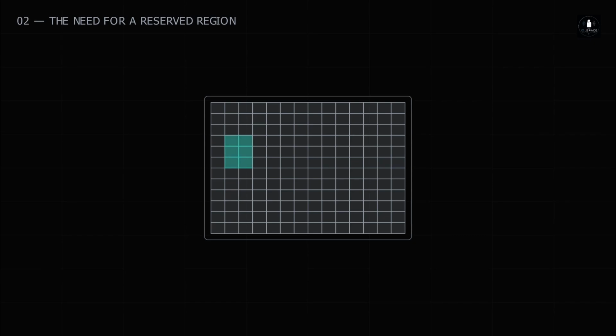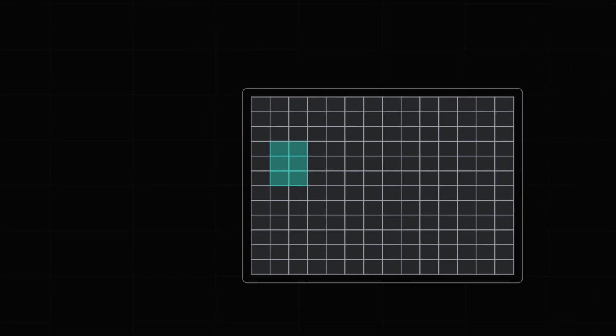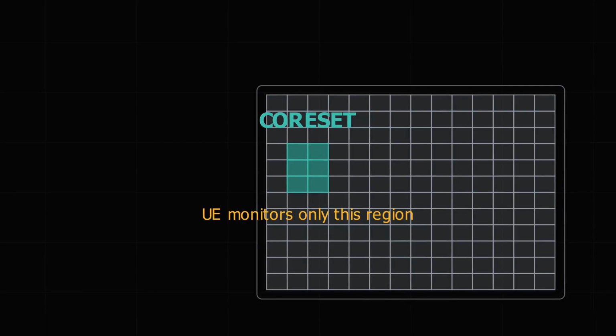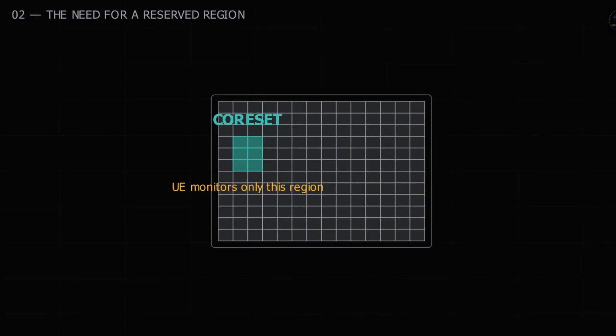Instead of allowing the control information to appear anywhere inside the resource grid, 5G reserves a dedicated region. Now the UE does not search the entire resource grid. It only monitors this reserved region. This reserved region is named the control resource set, or simply called CORESET.